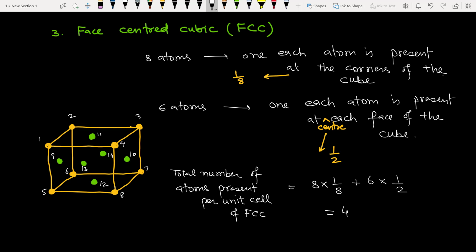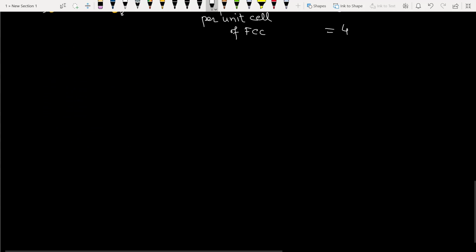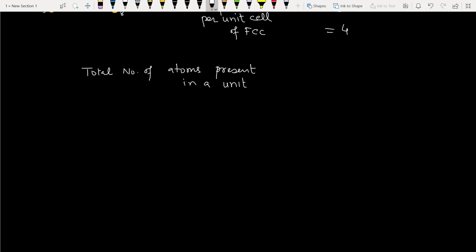The total number of atoms present in a unit cell can also be calculated using a simple formula: Ni + Nf/2 + Nc/8, where Ni is the total number of atoms in the interior of the cube, Nf is the total number of atoms at faces, and Nc is the total number of atoms at corners.